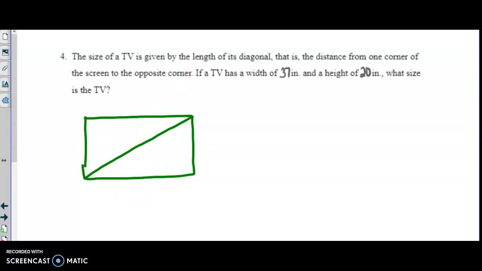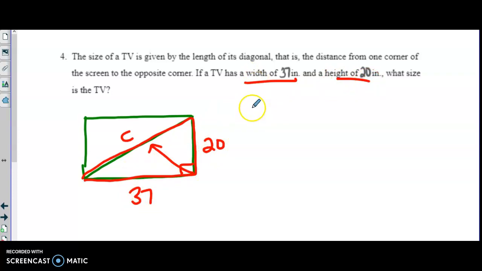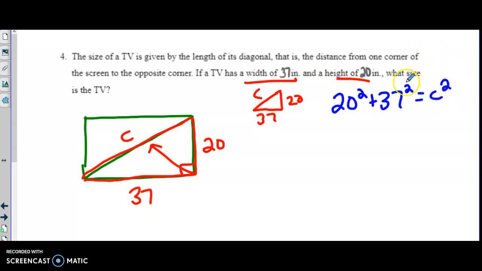So I know it doesn't automatically look like it, but this actually is a right triangle because we know in rectangles each corner is 90 degrees. And so this makes this right triangle where the diagonal is C because it's the hypotenuse across from the 90-degree angle. Let me go ahead and label the rest. The width is 37 and the height is 20. So we can pull this little right triangle out with 37 and 20, and we can solve for C using the Pythagorean theorem. So A squared plus B squared equals C squared.